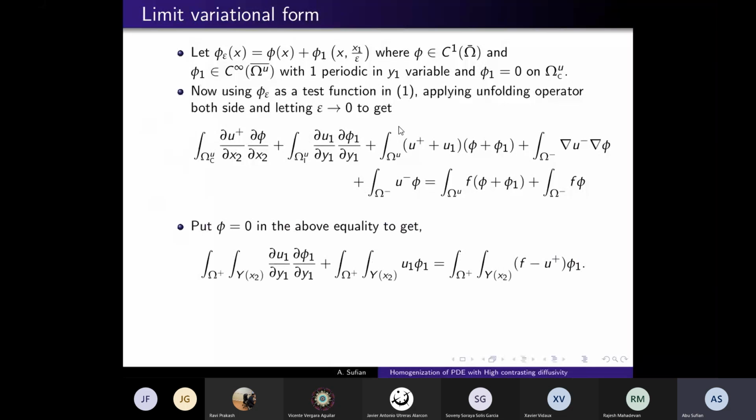First, if we put phi equal to 0 in the above equality, we end up with this equality: integral over omega plus Y x2 of del u1 del y1 del phi1 del y1, plus integral over omega plus Y x2 of u1 phi1, plus integral over omega plus Y x2 of f minus u plus phi. You see that this is a different sort of partial differential equation with respect to y1. Here f minus u plus is independent of y1. So using the cell problem that we defined in the beginning, we can write u1(x, y1) equal to f(x) minus u plus(x) times xi(x2, y1).